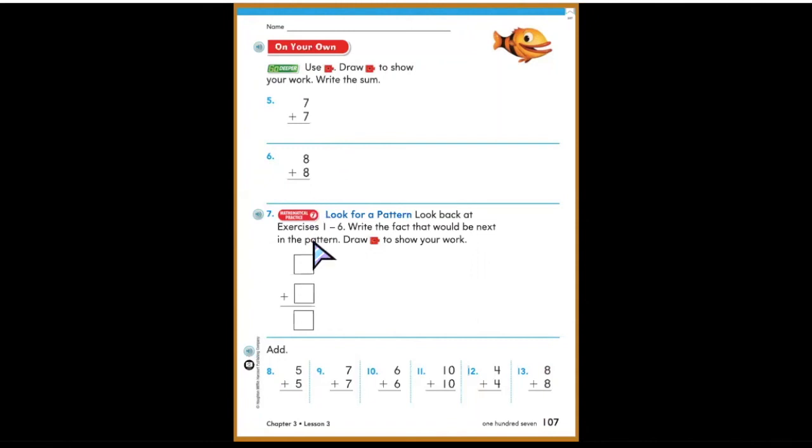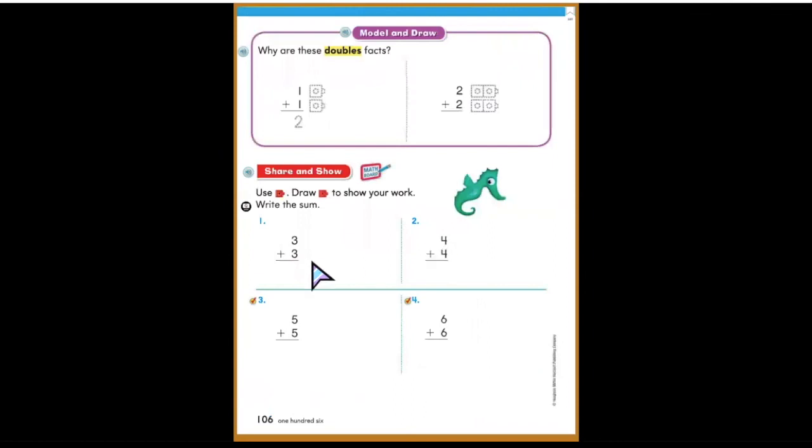Number 7 is a little bit different. It says, look for a pattern. Look back at exercises 1 through 6. Write the fact that would be next in the pattern. Draw cubes to show your work. So, let me explain what it means to look for a pattern. Look at numbers 1 through 6.